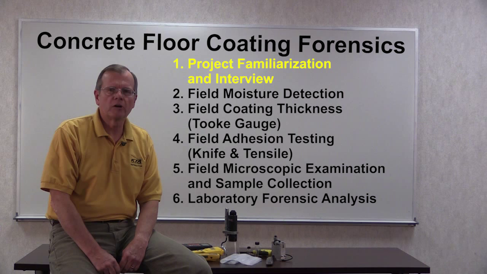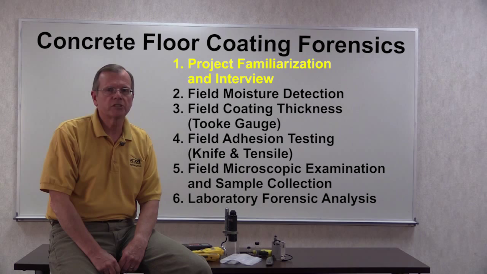This is part one of a six-part series that describes the field and laboratory techniques that were used to determine why there was intercoat delamination of a coating system applied to a concrete floor. Each part is standalone, but when viewed in order, they present the key findings from an actual project.